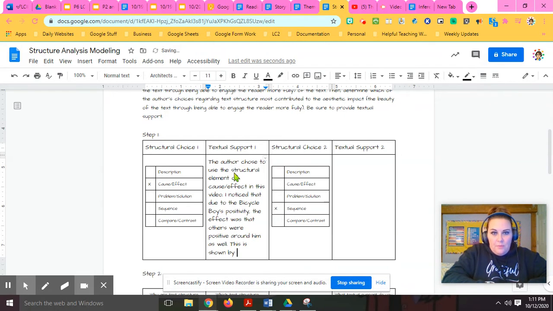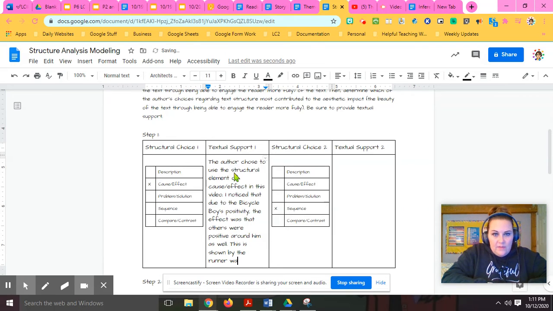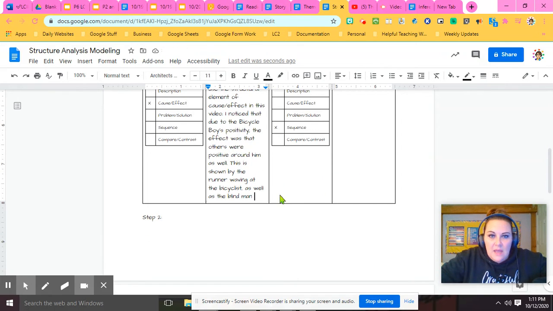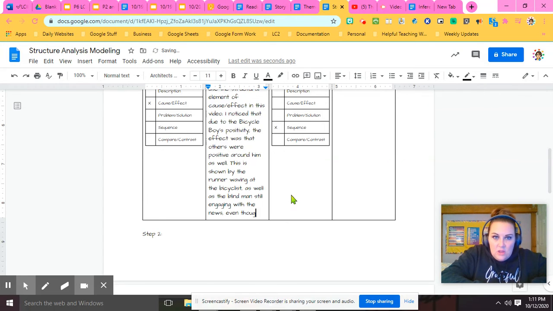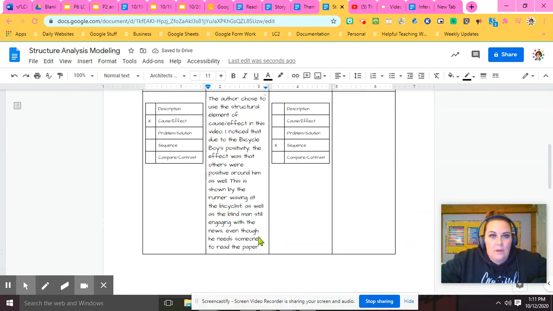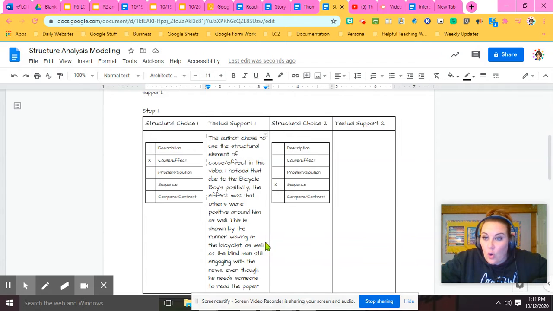This is shown by the runner waving at the bicyclist, as well as the blind man. Sorry, I gotta scoot this out of your way so you can still see. As well as the blind man still engaging with the news, even though he needs someone to read the paper to him. All right, so I've identified how that's cause and effect. The cause was the bicyclist's positivity, the effect was other people around him remained positive.